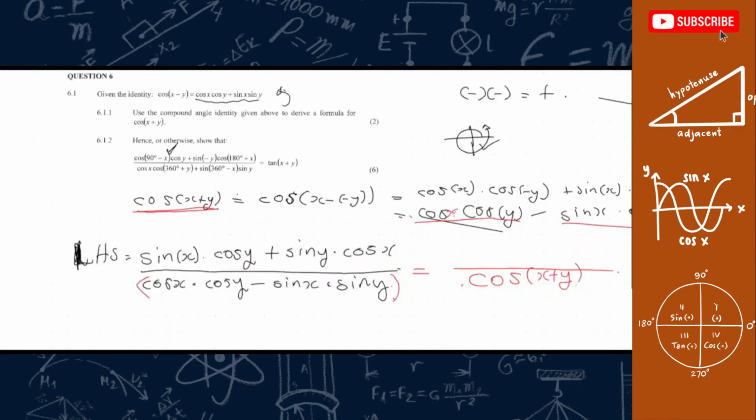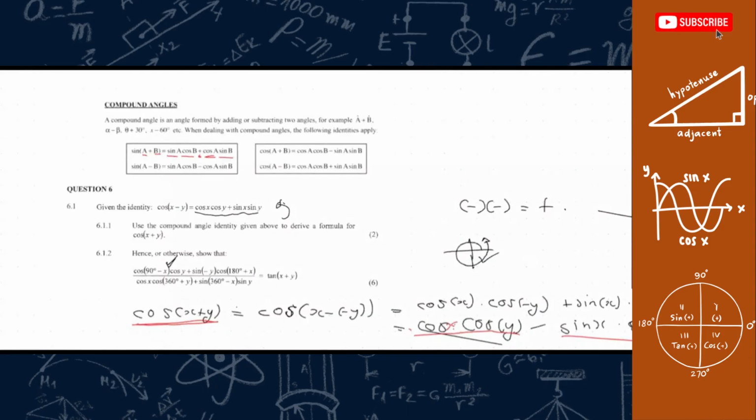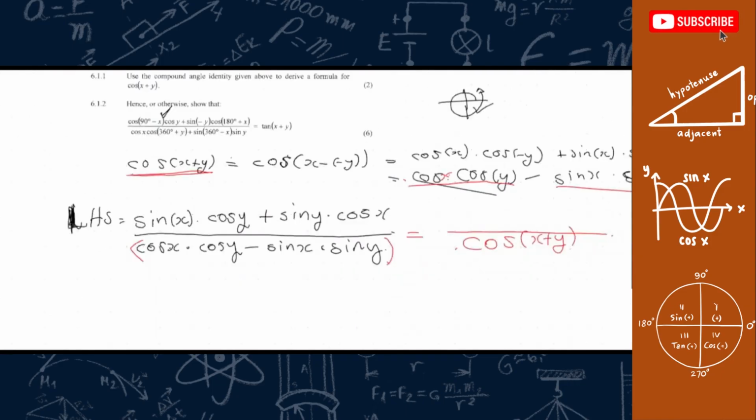All we have to do is just change this around. Let's just change those before we do anything: sine x cos y plus cos x sine y. Now it looks like the identity. So we know we can have here sine of (x plus y) over cos of (x plus y).